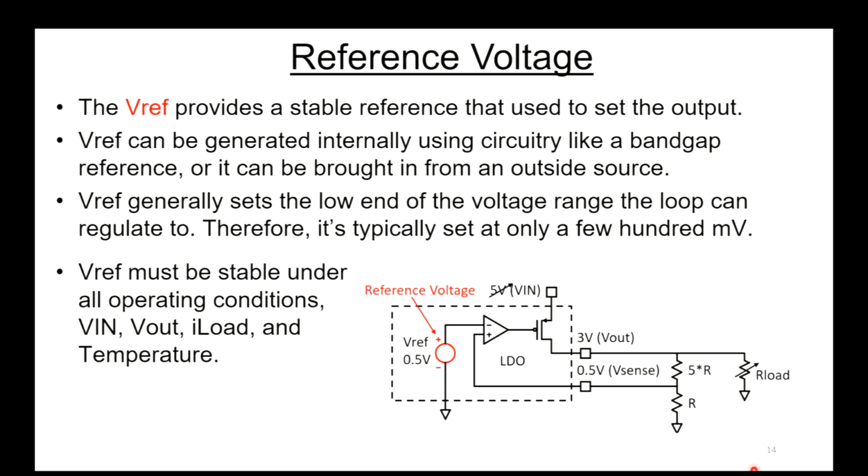VREF generally sets the low end of the voltage range that the LDO is going to be able to regulate at. Therefore, you typically set it at only a couple hundred millivolts. So in this example here, I'm setting it at 500 millivolts, half a volt. Once again, since this is your reference voltage, it has to be stable under all operating conditions: input voltage, output voltage, load current, temperature. So a bandgap's usually a pretty good circuit to use in this location.